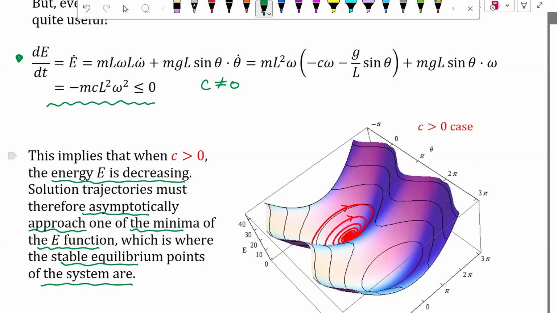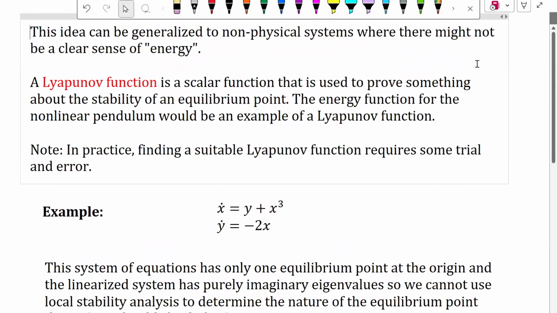Now, this is all great when we have some physical intuition. It turns out, though, we can extend this idea even when we don't have specific physical intuition. Let's go to the next page. So even when there's not a clear sense of energy, we can generalize this idea to many other ordinary differential equation systems through what are known as Lyapunov functions.